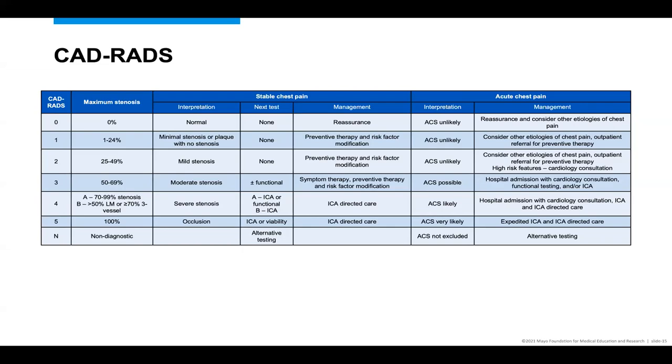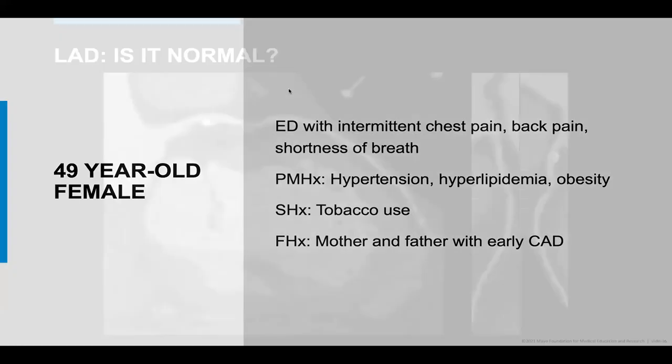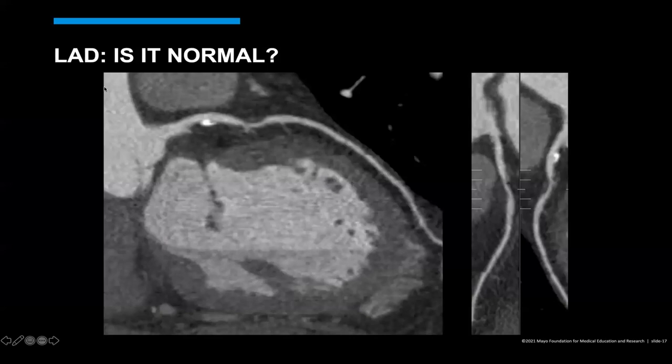Thank you. All right, so the next case is a 49-year-old female presented to the ED with intermittent chest pain, back pain, shortness of breath, has a history of hypertension, hyperlipidemia, and obesity. Social history, she's a smoker, and she has a family history of early coronary artery disease, okay? So this case, sorry, Amina, this one will go to you. Amina's an R3 from Stony Brook.